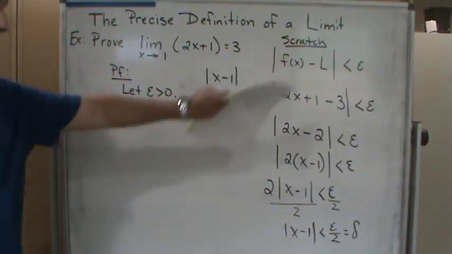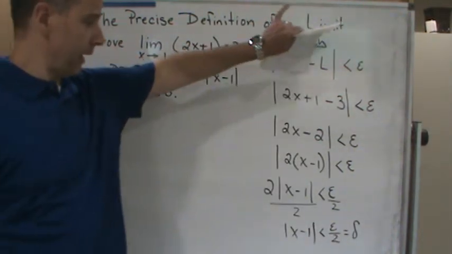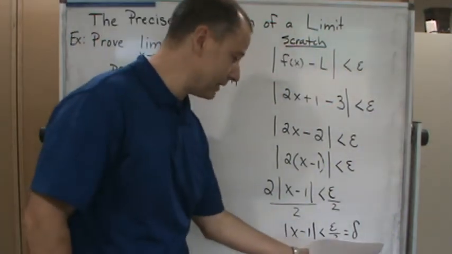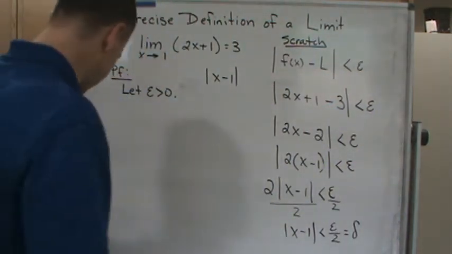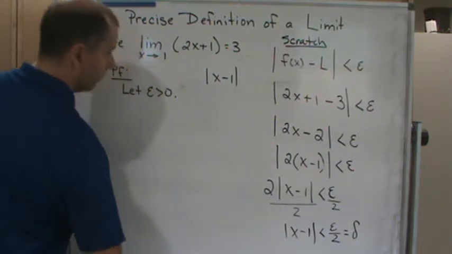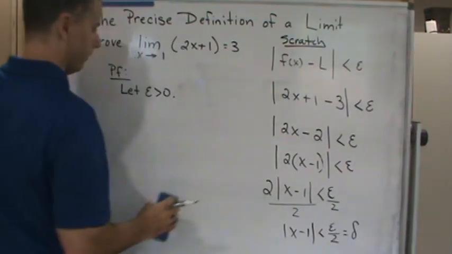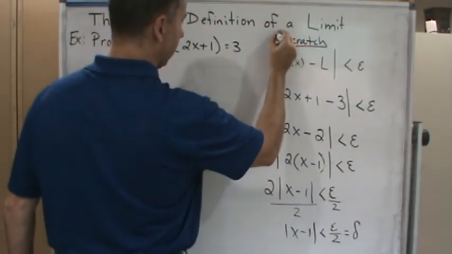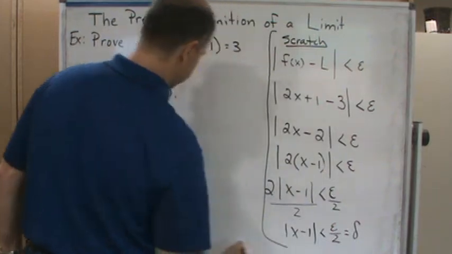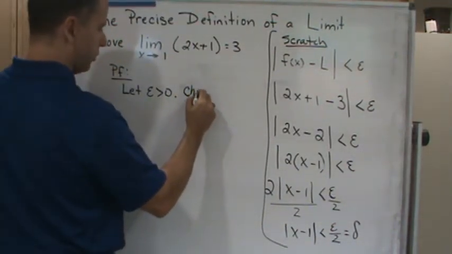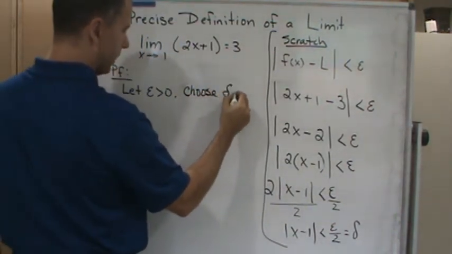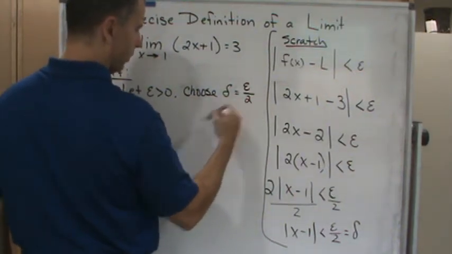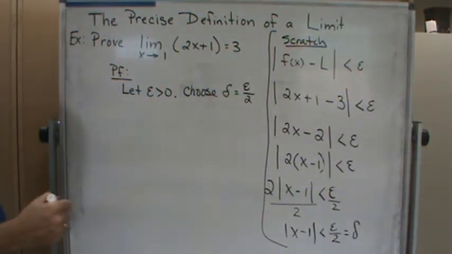Okay? So this is not part of the proof. This is part of my scratch work to try to find delta. Now that I know what my delta has to be, now I can go back to the proof. Okay, so now, notice what I'm going to do here. Now, back. Choose delta equal to epsilon over 2, which is going to be greater than 0.